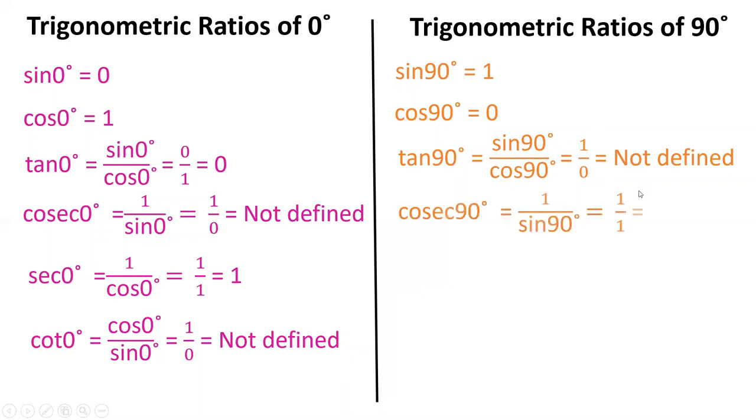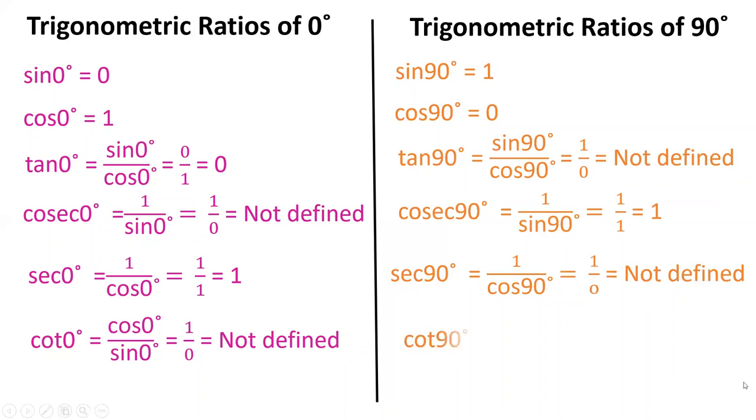Correct? Now here, cosec 90 degree, which is equal to 1 by sine 90 degree, which is equal to 1 by 1, which comes as 1. See, sec 90 degree, which is equal to 1 by cos 90 degree. Cos 90 degree is 0. So 1 by 0 here, which is equal to not defined. Cot 90 degree is cos by sine. So cos 90 is 0 and sine 90 is 1. So 0 by 1, which is equal to 0.